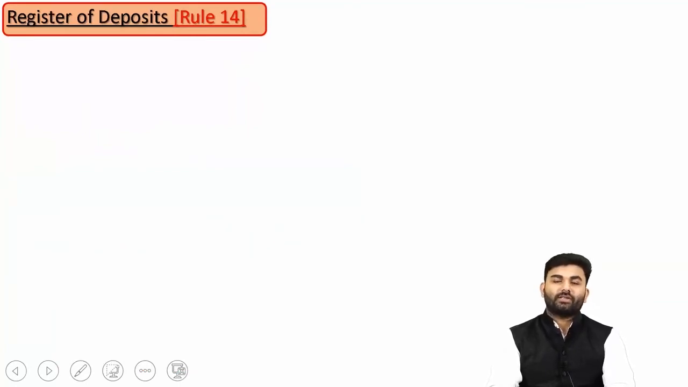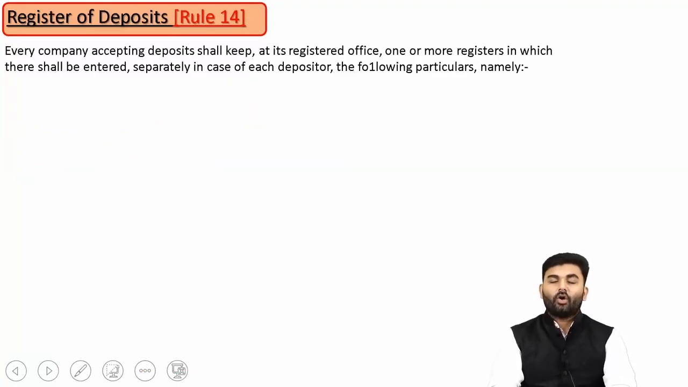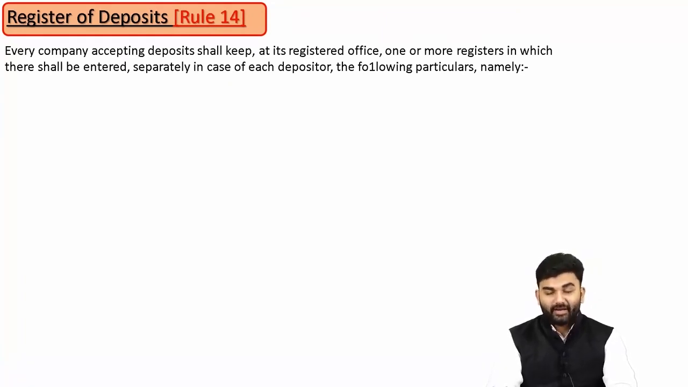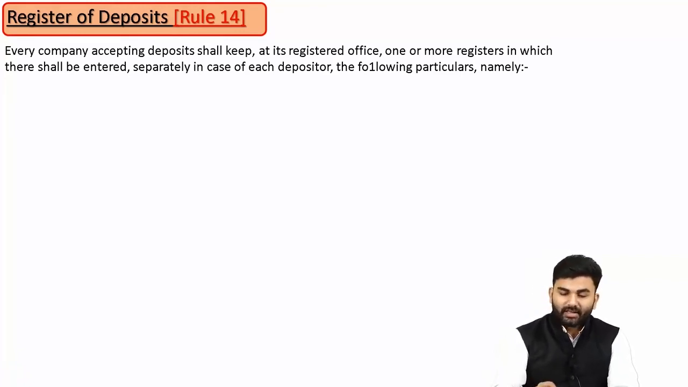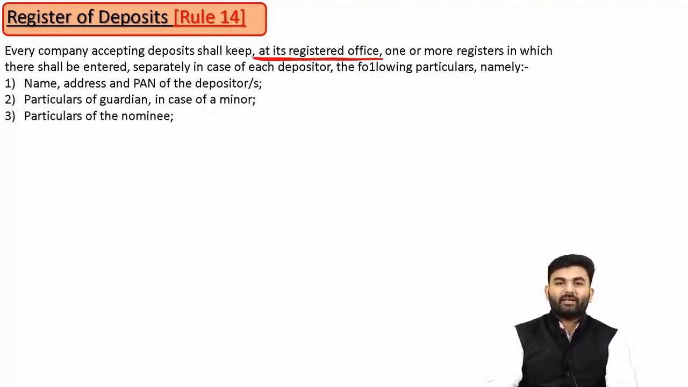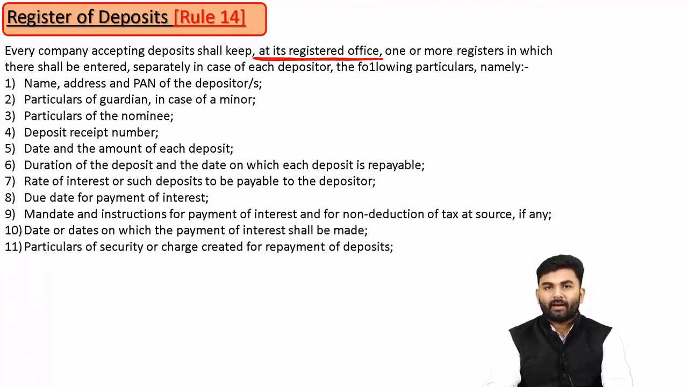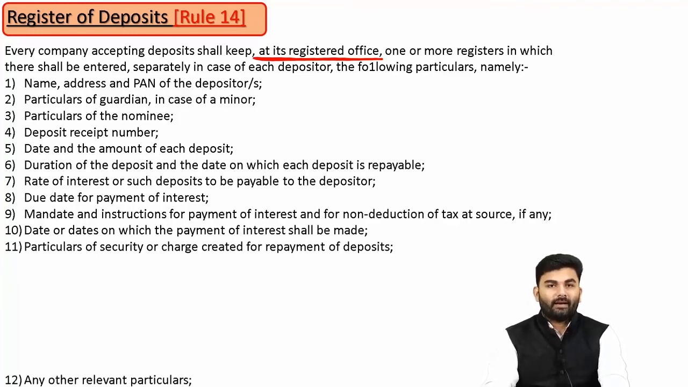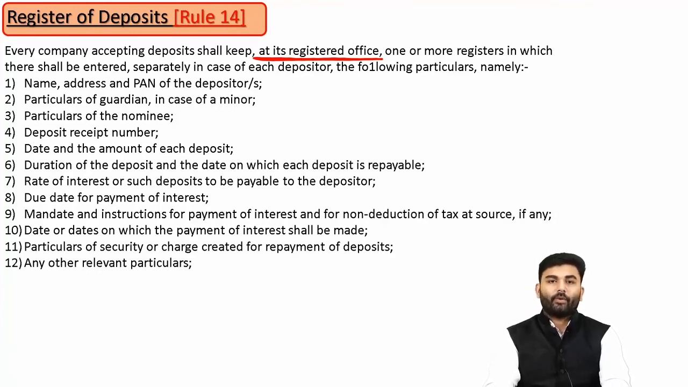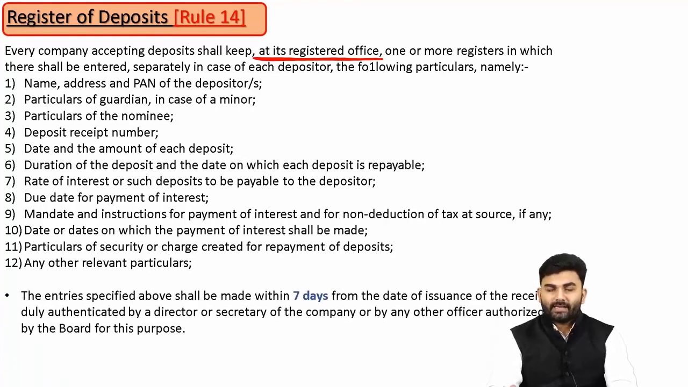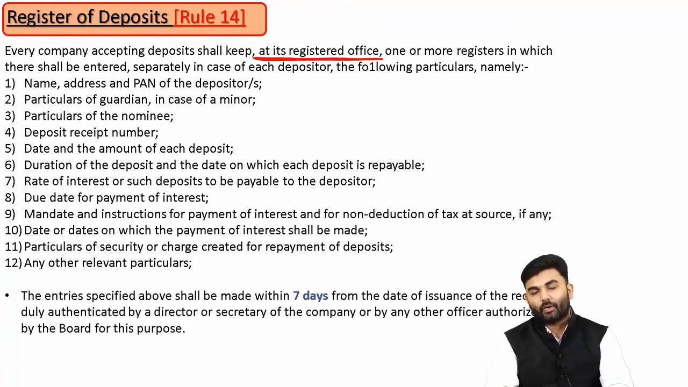The next rule is about register of deposit. Yes, my dear friends, the lawmaker says that the company shall maintain details of its depositors under a register called the Register of Deposits. Such register will be maintained at the registered office of the company. The various details will be given inside the register: the name and address of the depositor, the details of the nominee if appointed, if the depositor is a minor then the particulars of the guardian, the deposit receipt number, the rate of interest, whether the deposit is secured or unsecured, etc. All such details the company shall maintain inside a register called the register of deposit.